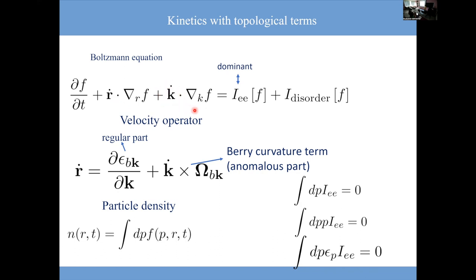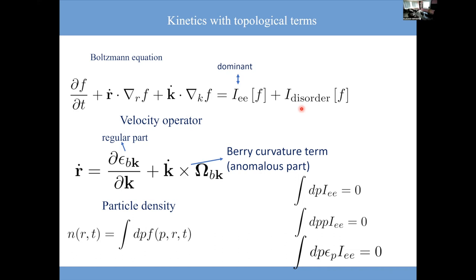But this evolution is not continuous because there are scattering processes that break the continuity of evolution in the phase space. The objects on the right-hand side are called collision integrals, and I wrote here two typical collision integrals that we really need. One is the electron-electron collision integral, which describes collisions between electrons, and another is the disorder collision integral. All the processes that we discussed in the first part of my talk were accounted for by the disorder collision integral. This describes the scattering between electrons and the static disorder.